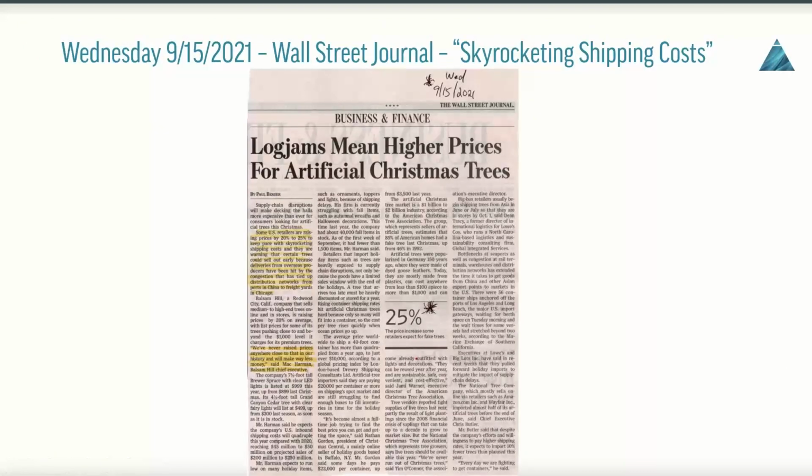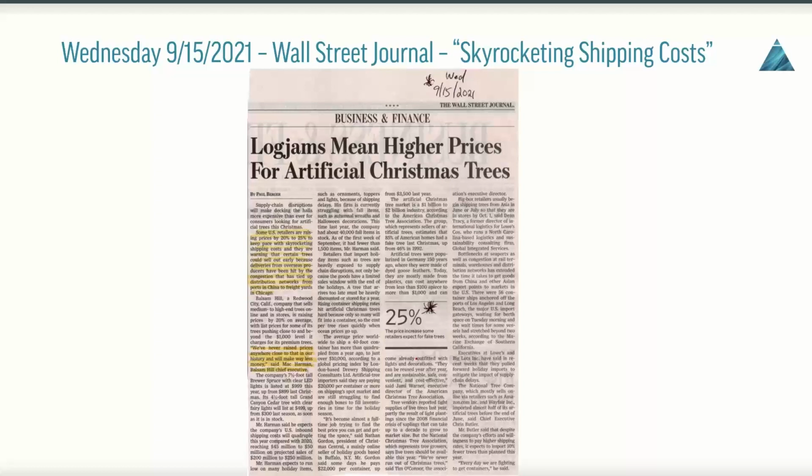So here's one of the articles that I mentioned that we'd be looking at. This was in the Journal last Wednesday, and I read it right after I recorded last week's webinar. And this caught my attention because this is a 25% price increase that's going to take place for artificial Christmas trees this year. Specifically, they interviewed the CEO of Balsam Hill, which is a premium artificial Christmas tree manufacturer. Their trees pretty much start at $1,000 and go up from there.